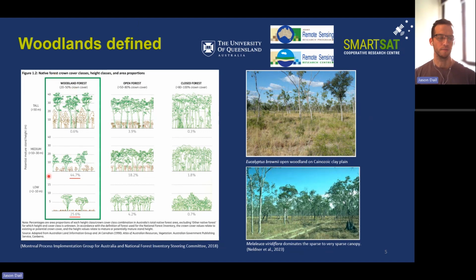As we see here, almost 45% of Australia's forests are considered medium woodland and 25% are considered low woodland. So the majority of our forests here are woodlands, so it's very important to have a better understanding of how to map them accurately. And the photos on the right give us an idea of what these ecosystems look like.